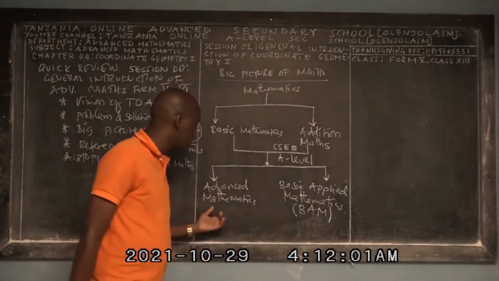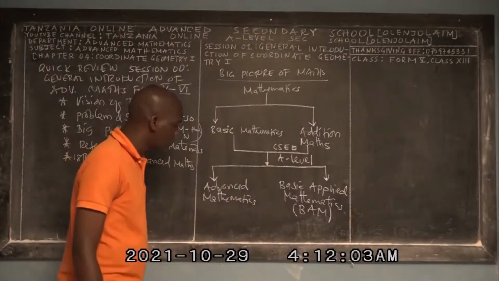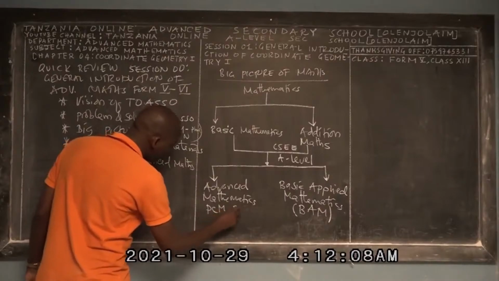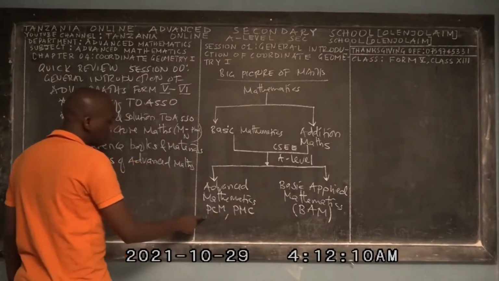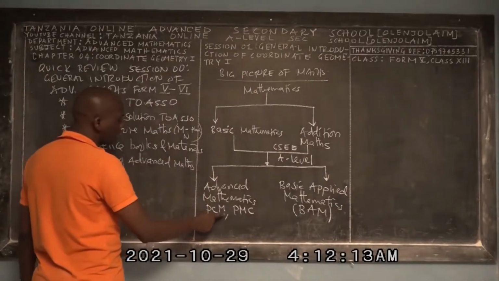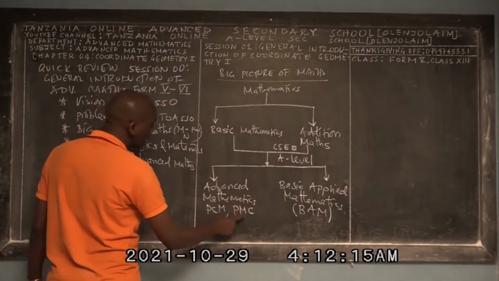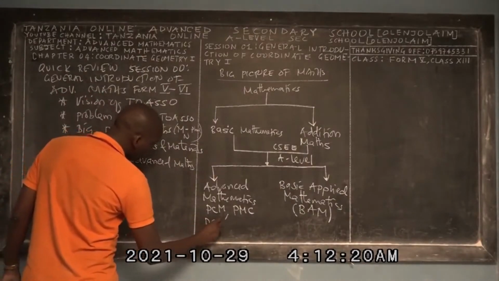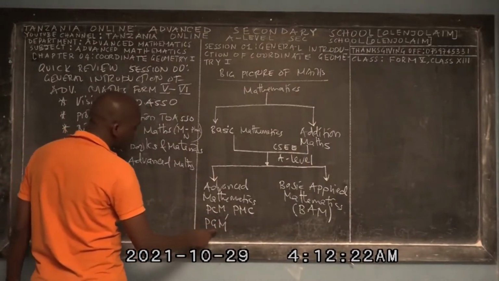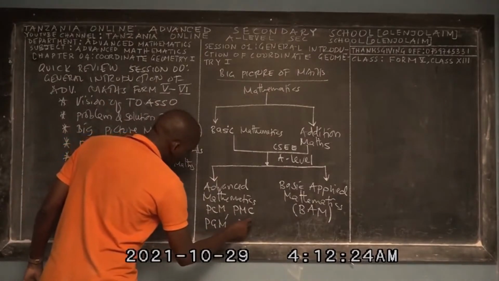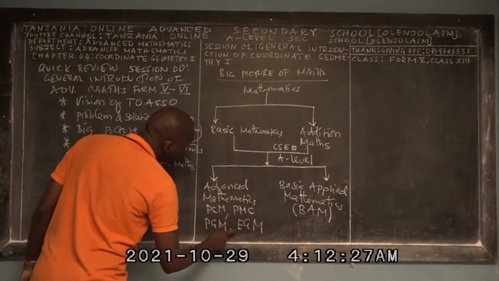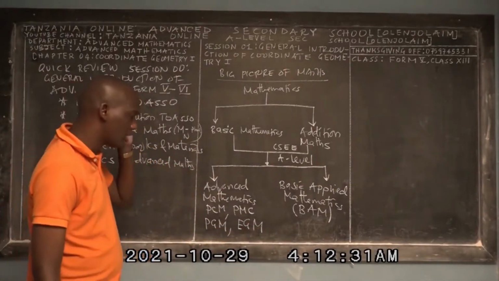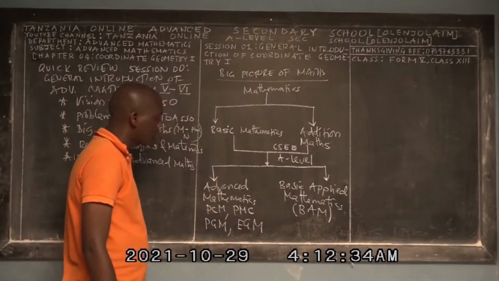While advanced mathematics is dedicated for those who are real mathematicians. So for instance, we have PCM, PMC: advanced physics, advanced chemistry, advanced mathematics; advanced physics, advanced mathematics, computer science. And then we have PGM: advanced physics, advanced geography, advanced mathematics. Also we have EGM: advanced economics, advanced geography, advanced mathematics. Those are the combinations that study advanced mathematics.